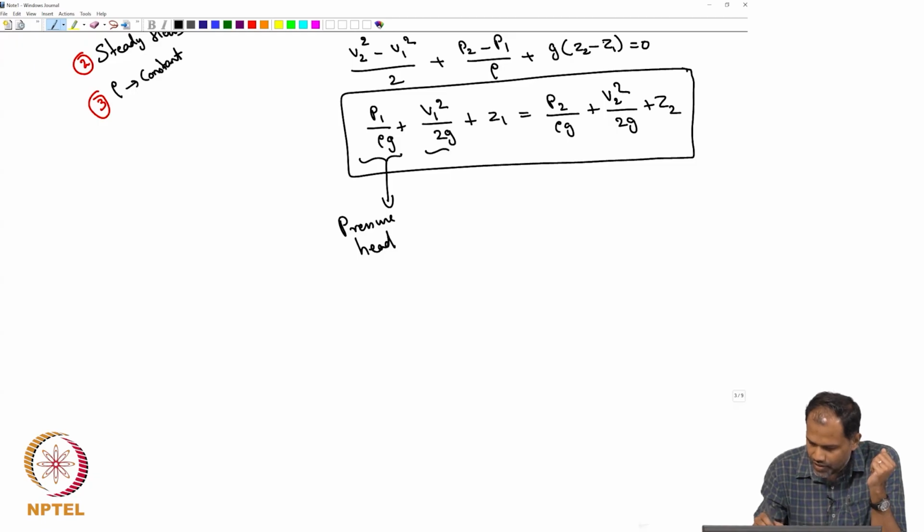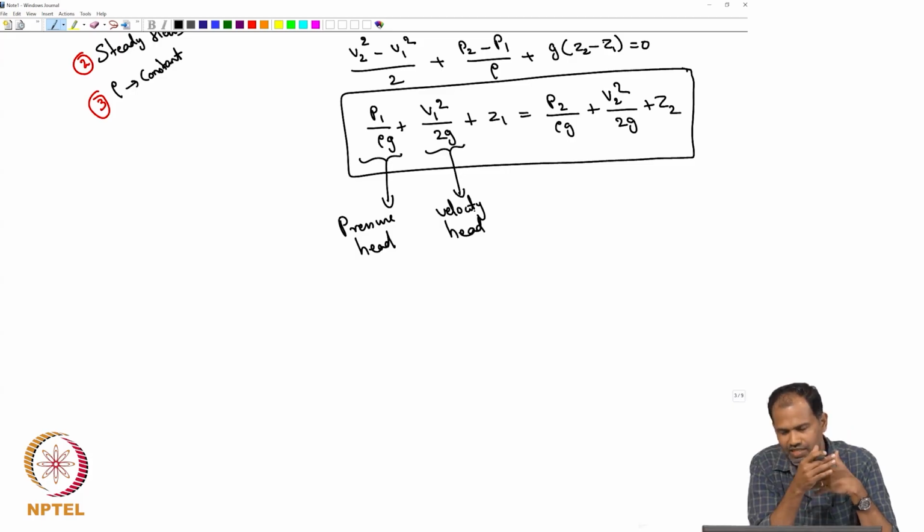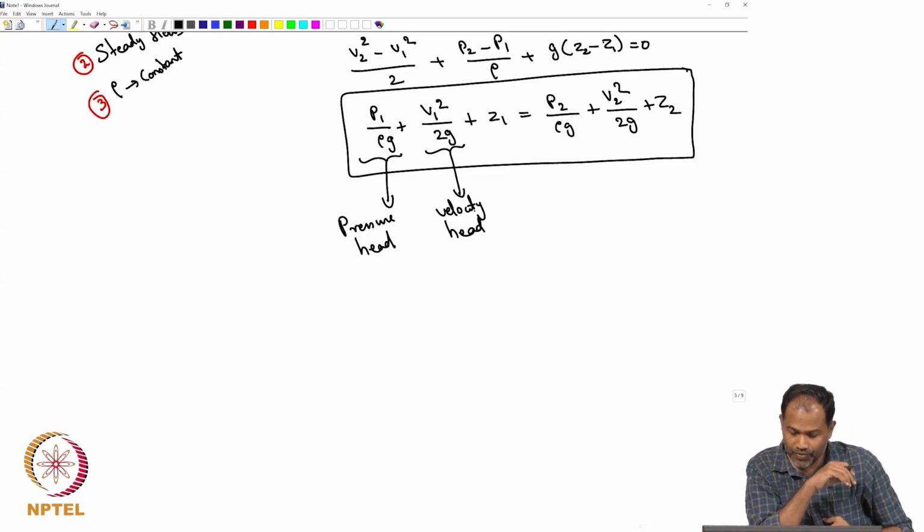Okay, this is called velocity head, and then of course height. Some height. So, head really means some height. So, why is it called that? So, what are these terms?